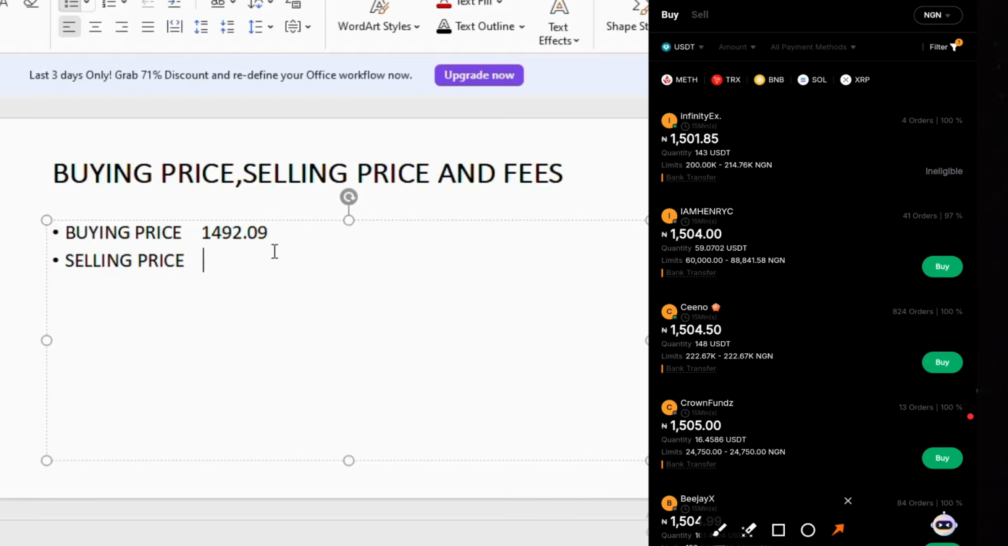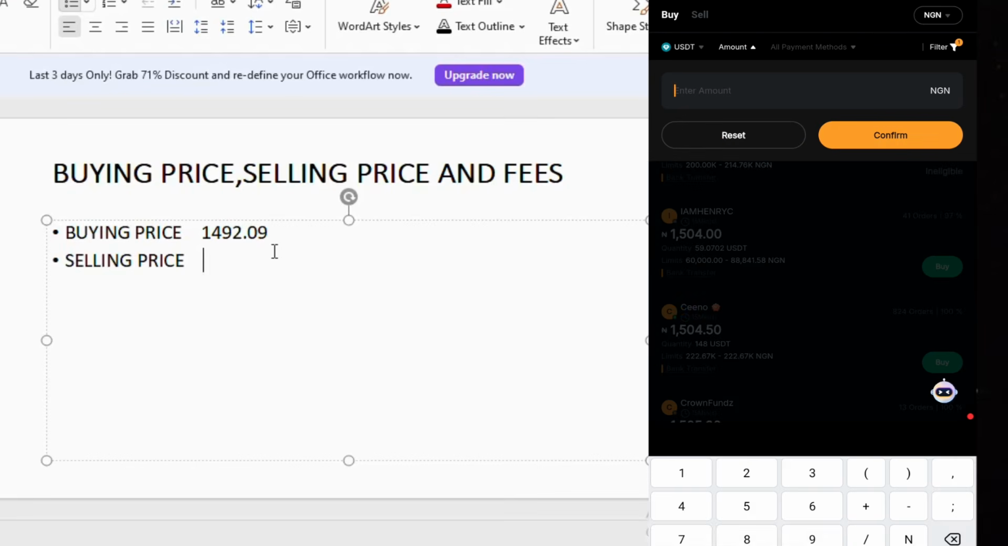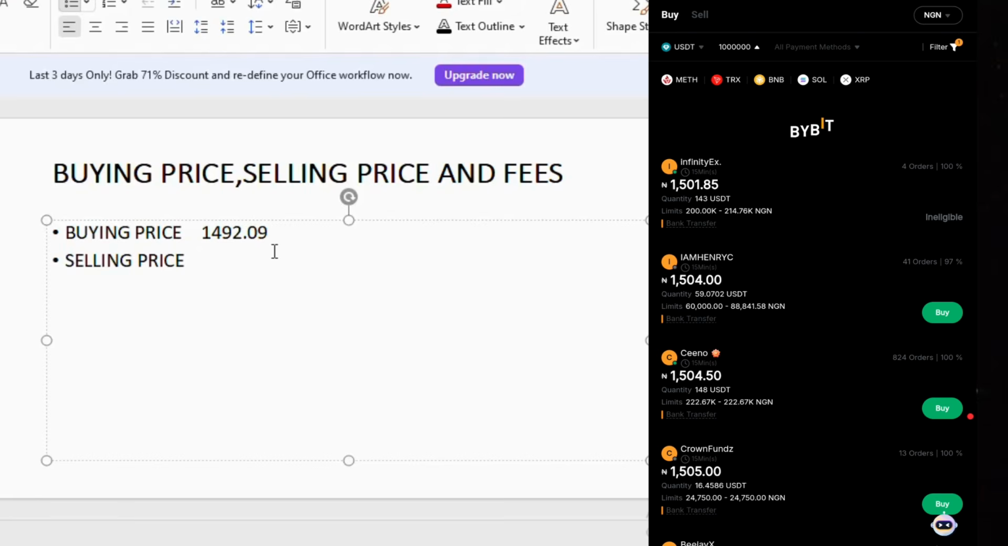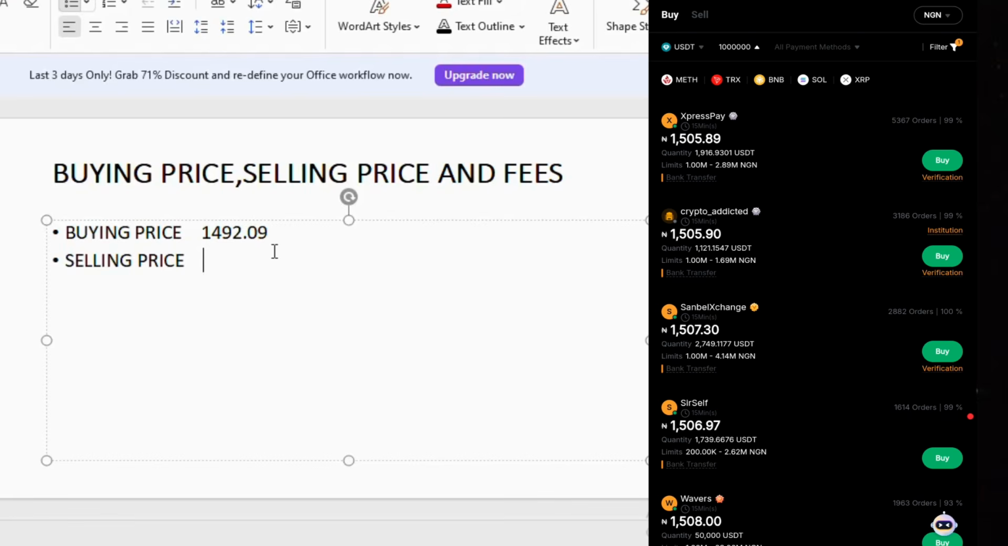Okay, now what will I do? I'll come to the amount area, type in the full amount of 1 million. Remember that when we were buying, we used 30k, but now we are selling, I'll use 1 million. I explained that the reason why we used 30k at the beginning was because 30k gives you a very good price. So I'm going to click on confirm. From my experience, that is how I've been able to set a very good price.